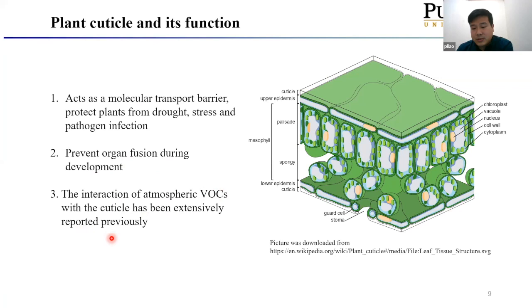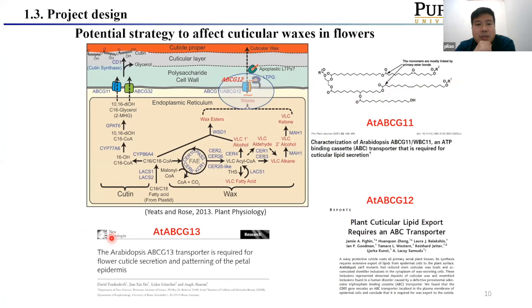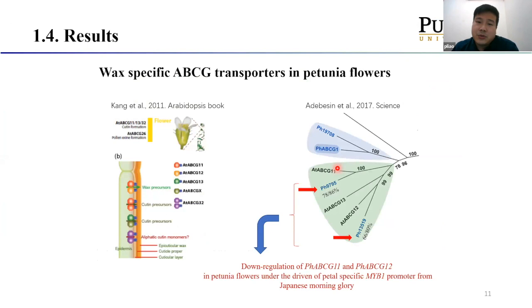So to answer this question, we want to investigate the effect of the cuticle, so we want to find a way to affect the cuticle property. By searching the literature, we found that in Arabidopsis, ABCG11, 12, and 13 have been reported to be wax transporters. So we are thinking that maybe we can find the wax-specific ABC transporters in petunia flowers, and then downregulate them.